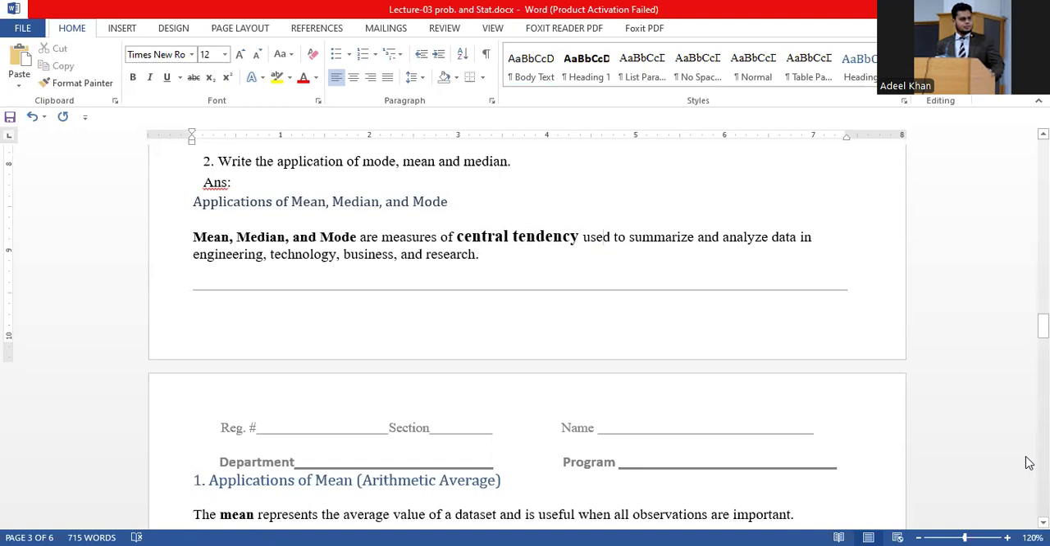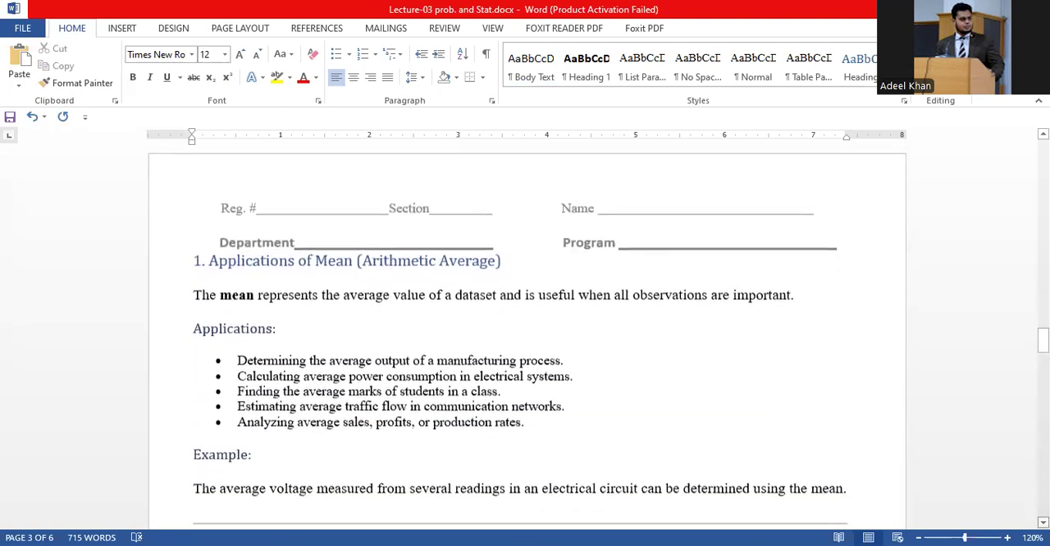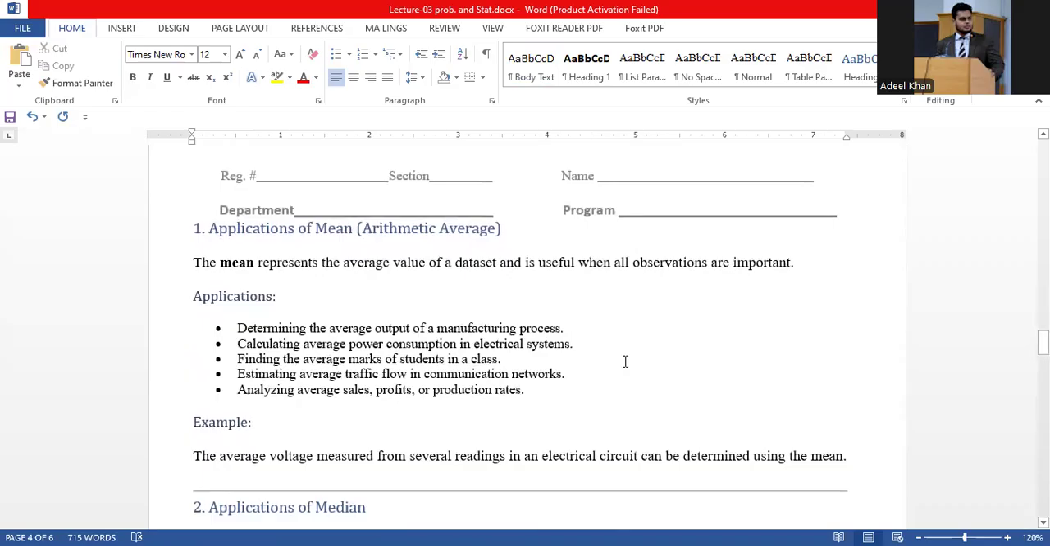And further, the applications of this aspect are: number one is the arithmetic mean, which we also call the mean, and another name is average, arithmetic average. So these are 4 or 5 names which have a single meaning, which we in short call the mean. The mean or average represents the average value of a data set, and it is used when all observations are important. If we need to include all the observations and take the average of that value, it is called the mean value. So what are the applications of that mean?